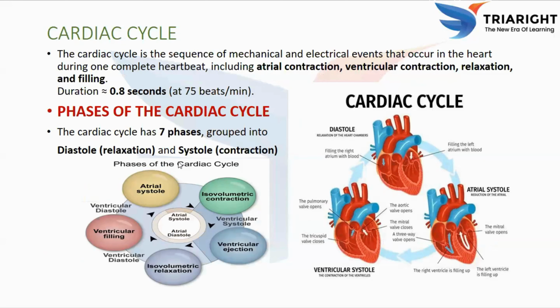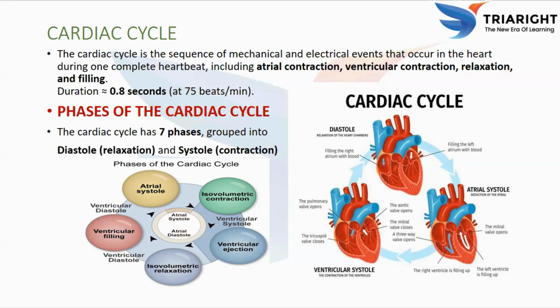And now coming to the cardiac cycle. So what do you mean by cardiac cycle? The cardiac cycle is one complete heartbeat, when the heart fills with blood, then pumps it out. So this includes two main actions. What are they? Diastole and systole. Diastole is nothing but the heart relaxing and filling with blood, whereas systole means the heart contracts and pushes blood out. This takes about 0.8 seconds for one cycle at 75 beats per minute.